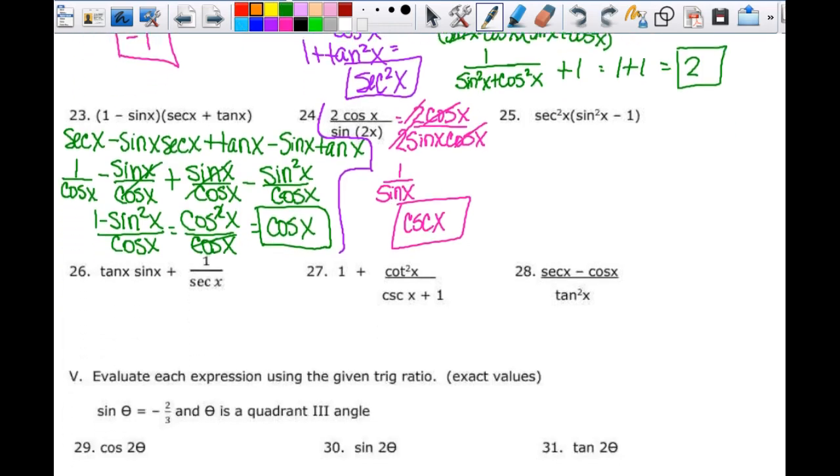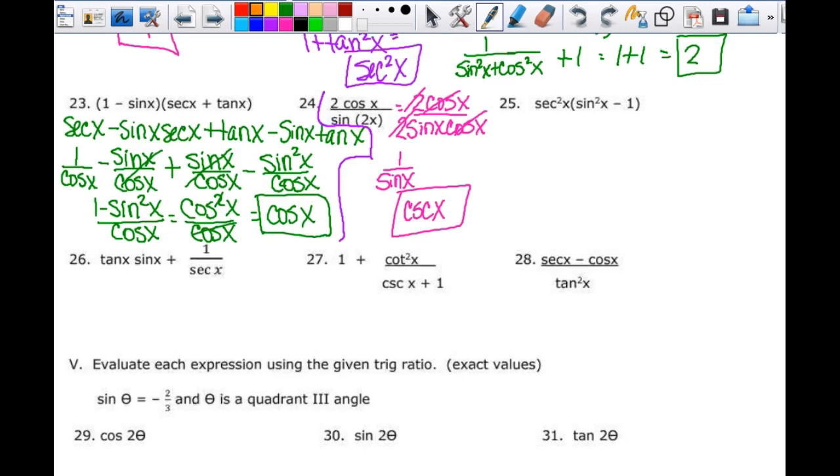So here, I know that I can just go ahead and distribute, or I can go ahead and replace some things here. I know that secant is 1 over cosine, so I could change this to cosine, or I could use my Pythagorean identity to change that to cosine something, or I could do that as 1 over cosine, or I could go ahead and distribute. Okay, so the way I did it is I went ahead and distributed. So I'm going to get secant squared x times sine squared x minus secant squared x.